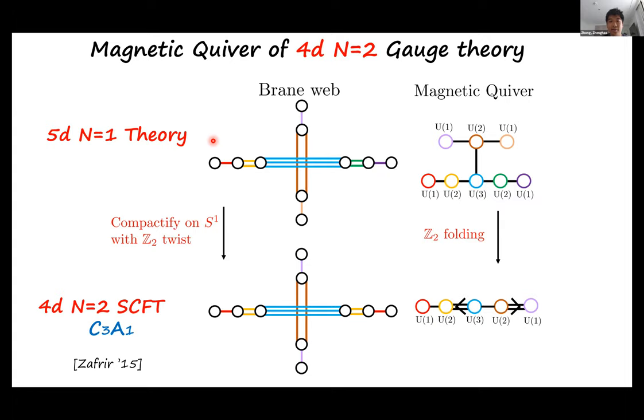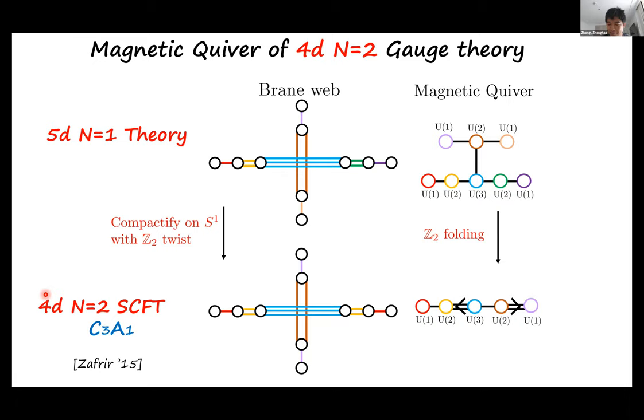We first observe a Z2 symmetry of the quiver, and then we fold it along the symmetry. The resulting folded magnetic quiver, which has some non-simply laced edges, is indeed the Coulomb branch of this folded magnetic quiver, the same as the Higgs branch of this 4D N=2 theory. So we start with a magnetic quiver of a 5D theory, and through this folding, we obtain a magnetic quiver of a 4D theory. This is quite a nice little trick.